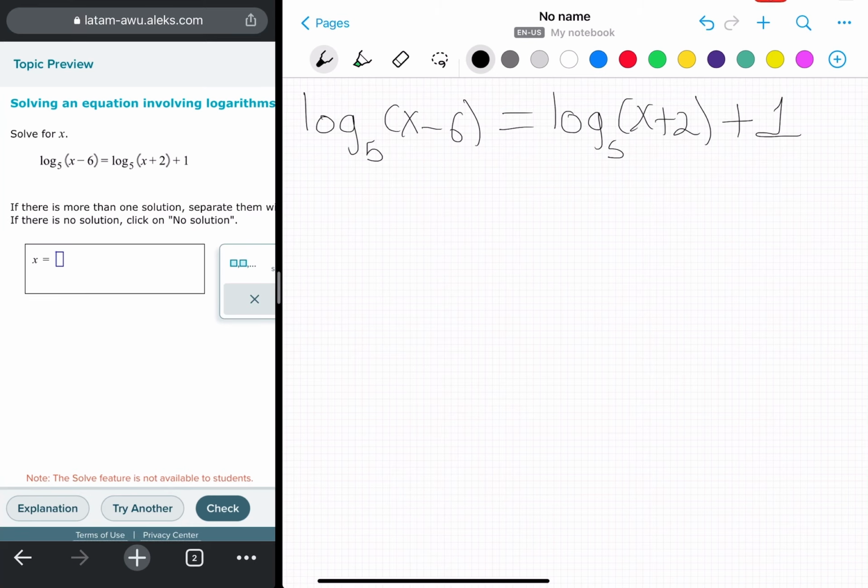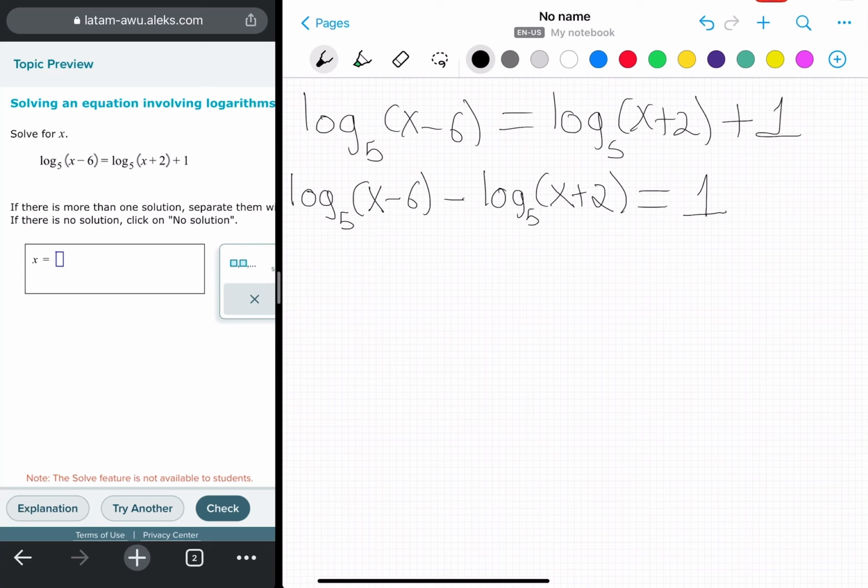plus 1. Just like in the previous exercise, the first thing I want to do is take the logarithms to the left or to the right side. You can take it to the left or to the right. In this case, I will move these to the left, but you can move this to the right. It's the same. So I will end up with logarithm base 5 of x minus 6 minus the logarithm 5 of x plus 2 equal to 1.